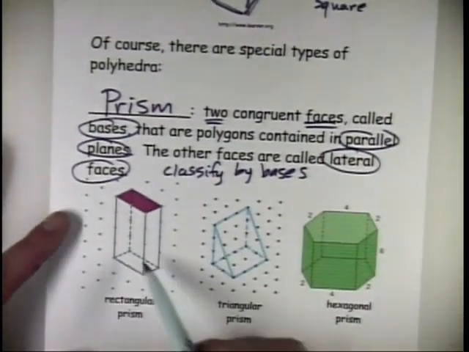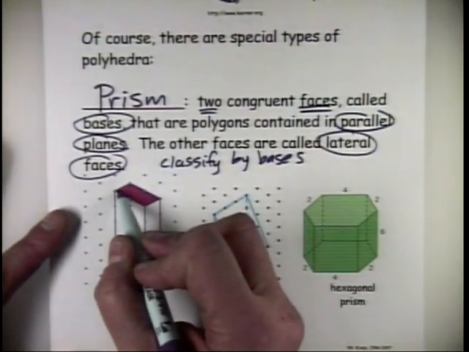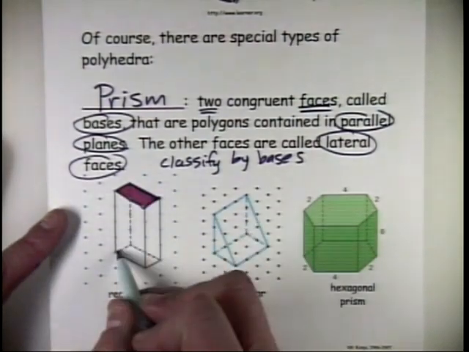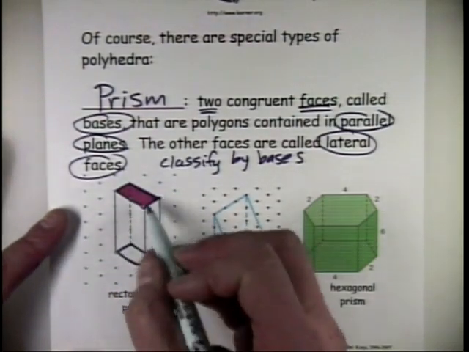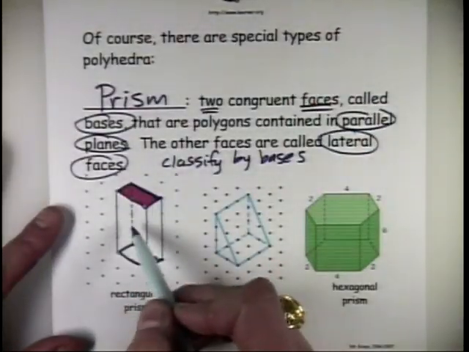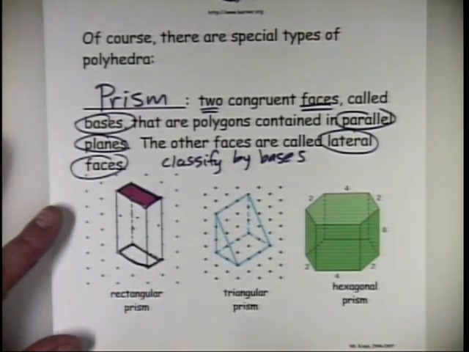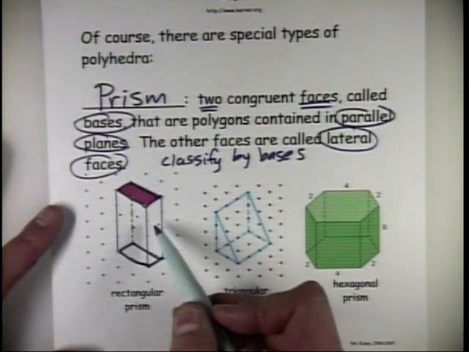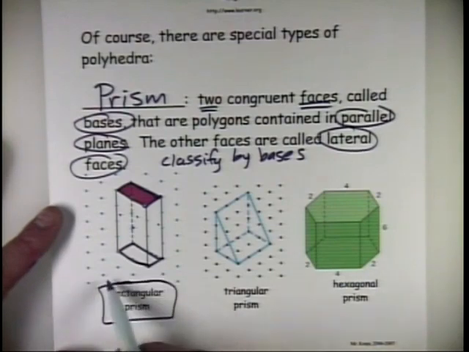So if we look at this one here, this is a prism. We have a rectangular base in red, and on the bottom we have another rectangular base, and notice these two are parallel to each other. They won't intersect like this. No, no. Now we wrap it around with 1, 2, 3, 4 other faces around the sides. Those are the lateral faces. So we call this a rectangular prism.